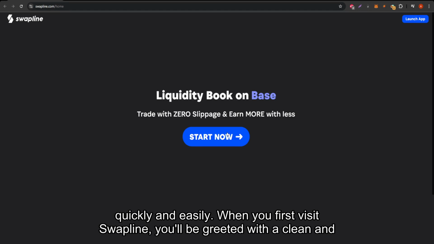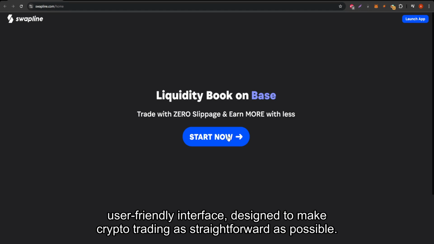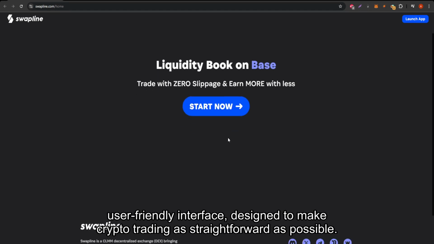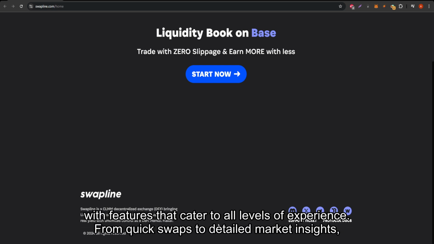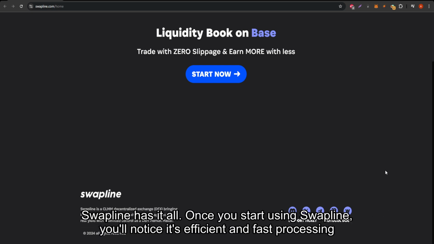When you first visit Swapline, you'll be greeted with a clean and user-friendly interface, designed to make crypto trading as straightforward as possible. Whether you're new to crypto or a seasoned trader, Swapline's platform is intuitive and packed with features that cater to all levels of experience. From quick swaps to detailed market insights, Swapline has it all.